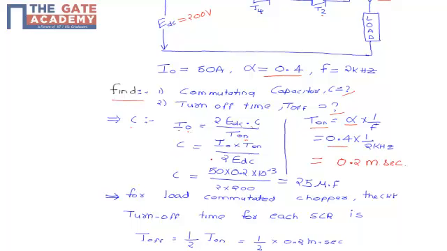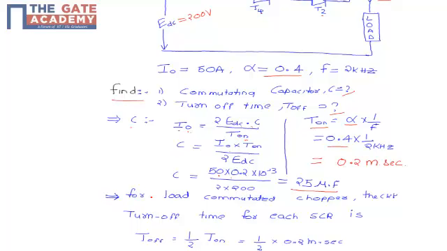In this we get the value of I0, the constant load current, is 50 amps, into the value of T on, which is 0.2 milliseconds, by 2 into E_DC, the voltage, which is 200 volt. After calculating this value we'll get the value of 25 microfarad.